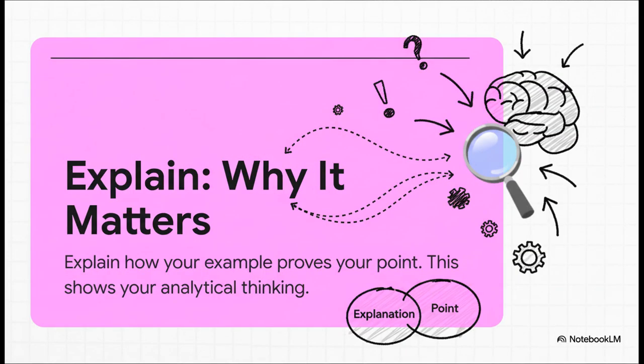The second E stands for explain. And honestly, this is the step where so many people leave points on the table. You can't just drop an example and walk away. You have to explain how that example actually proves your main point. This is what shows the examiner you're not just listing facts, you're thinking analytically.